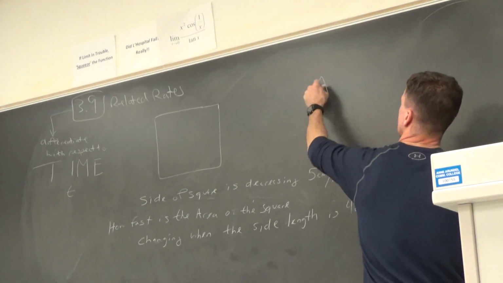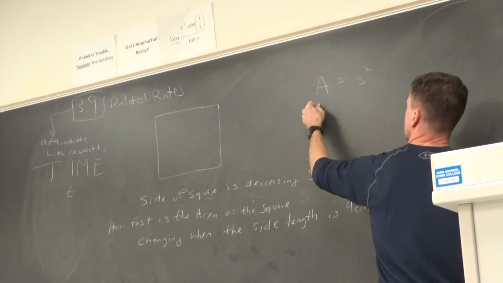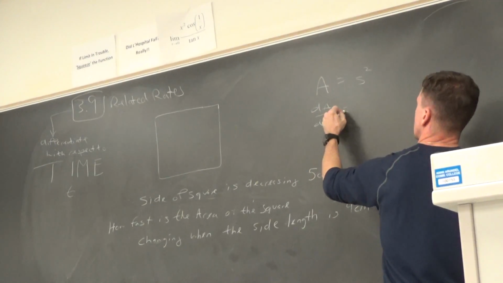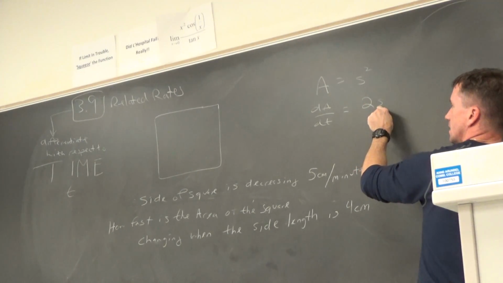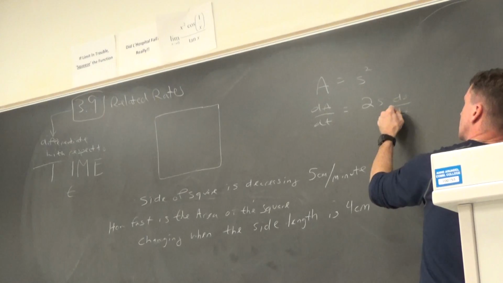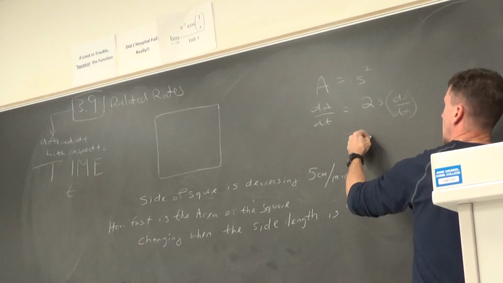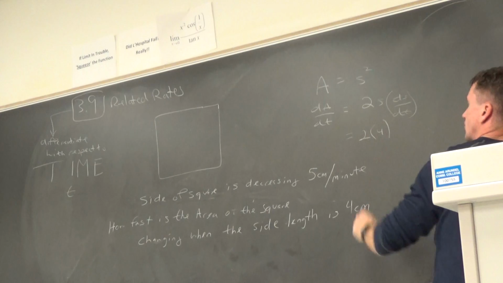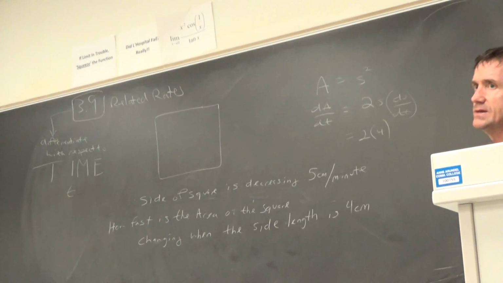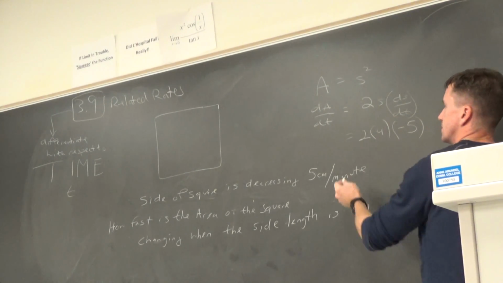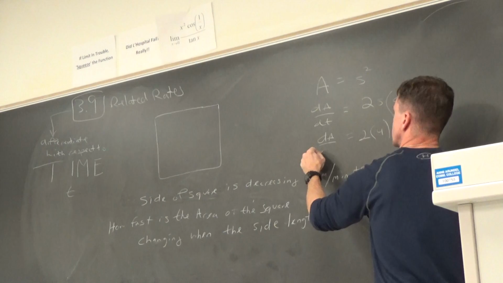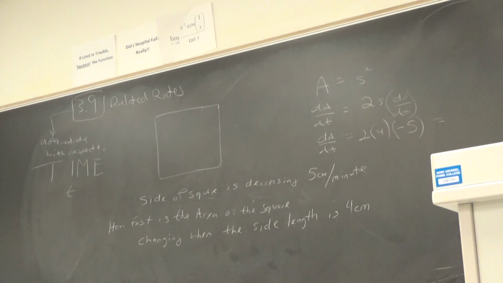Okay, what's A equal to? S squared. dA/dt. What do I do here, Amber? 2s, now ds/dt. I put my 2 back here. The s is the 4 that Amber came up with, everyone. How do I write ds/dt? Because it's decreasing, so the 5 is negative 5. That means my answer is negative. And when dA/dt, my final answer is negative what?